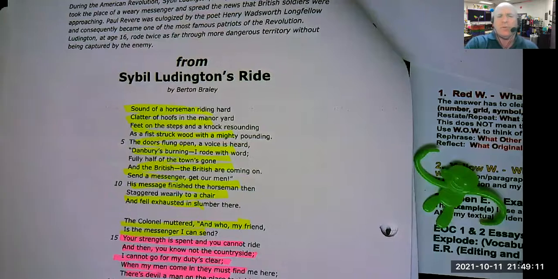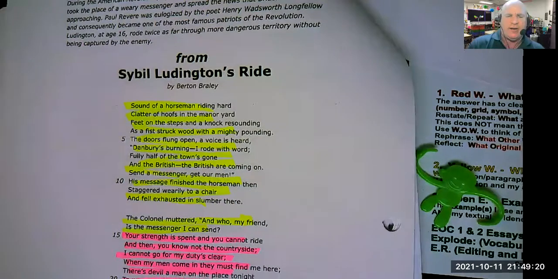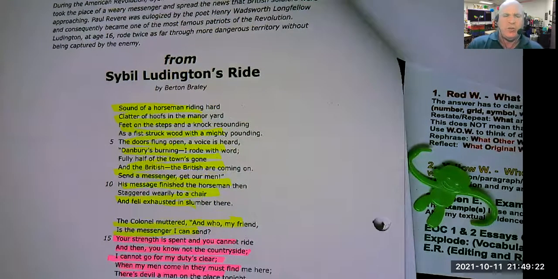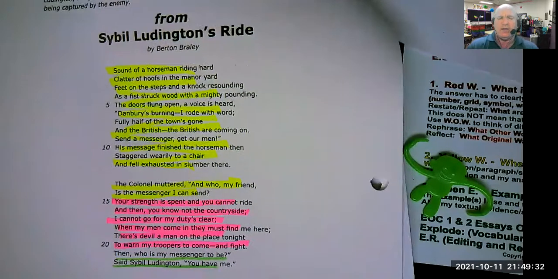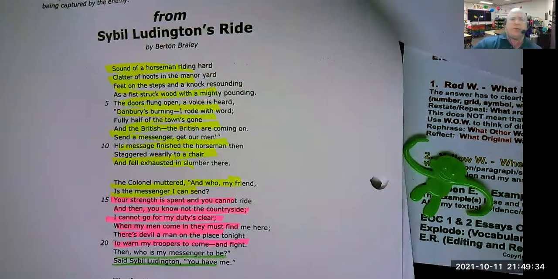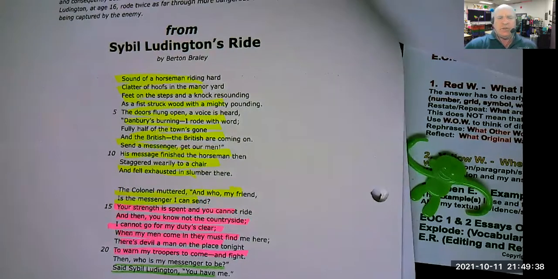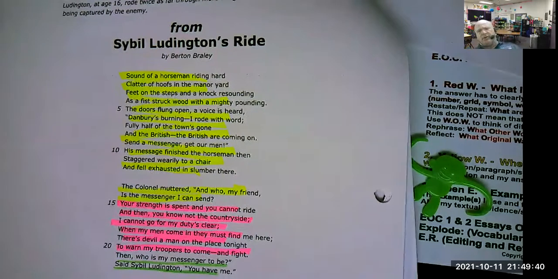The door is flung open. A voice is heard. Danbury burning. I rode with word. Fully half of the town's gone, and the British are coming on. Send a messenger, get our men. His message finished, the horseman then staggered wearily to a chair and fell exhausted in slumber there.